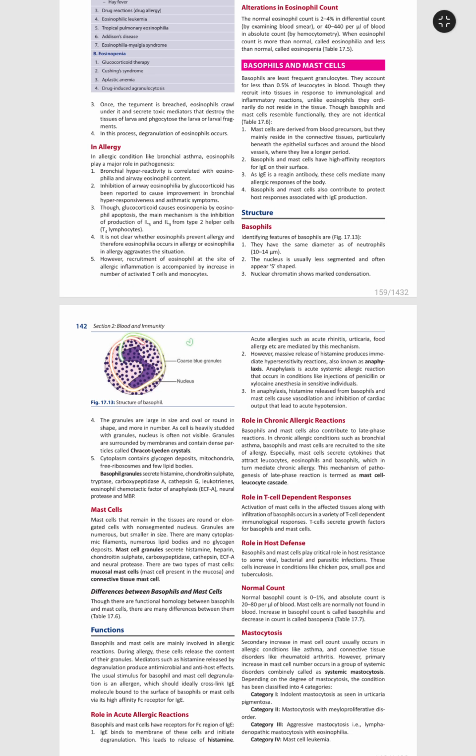Now it has dense, porous blue granules which consist of Charcot-Leyden crystal. Cytoplasm contains glycogen deposits, free ribosomes, lipid bodies. These basophil granules secrete histamine, chondroitin sulfate, and many other leukotrienes and major basic protein. Mast cells, whereas mast cells secrete histamine, heparin.